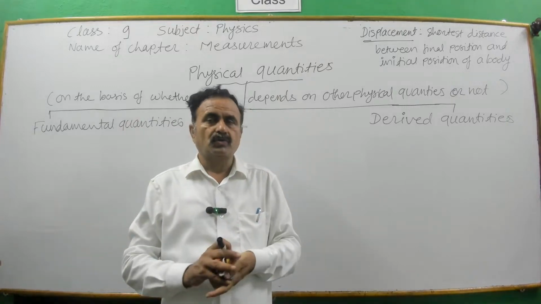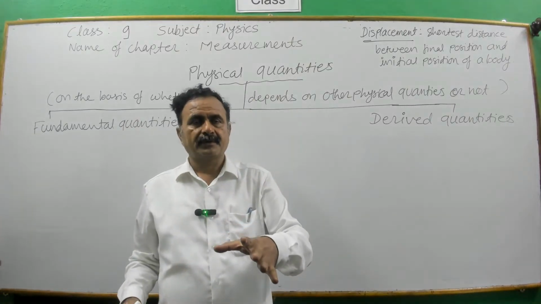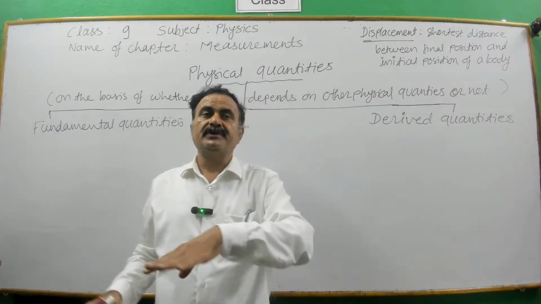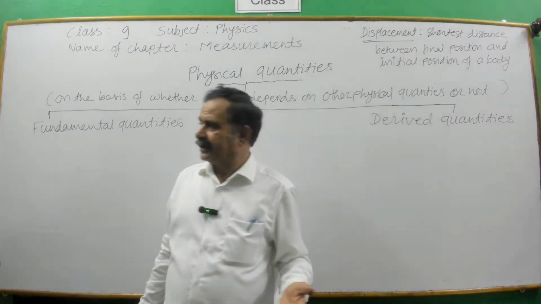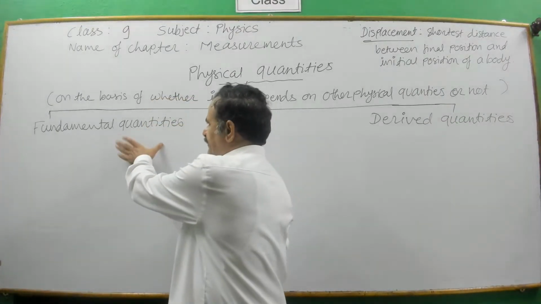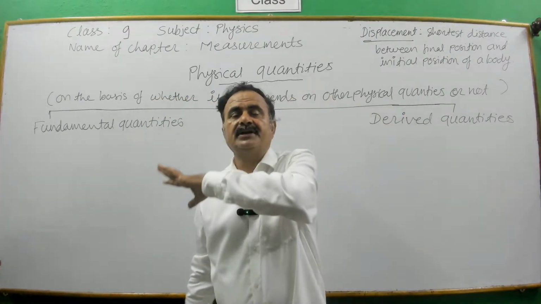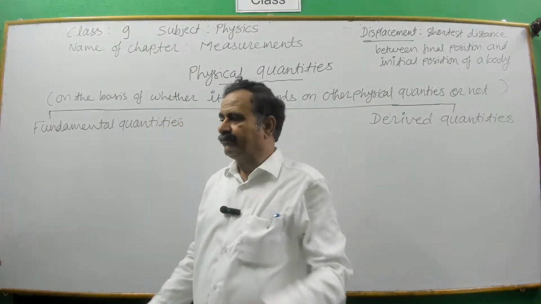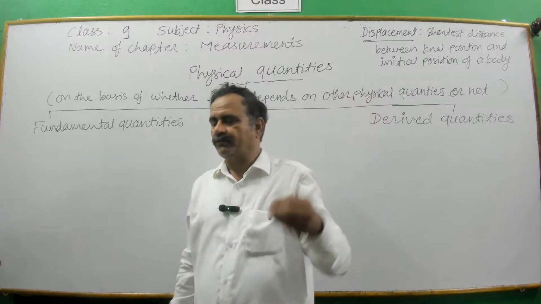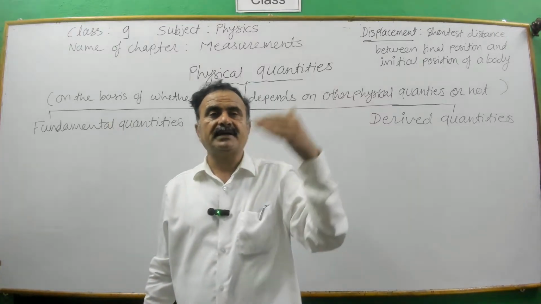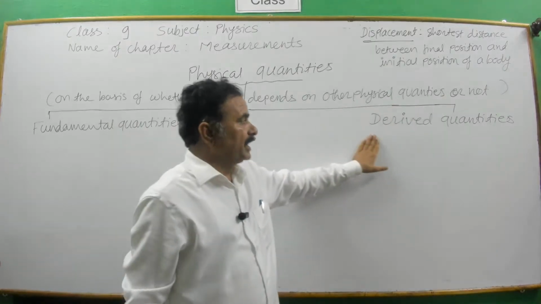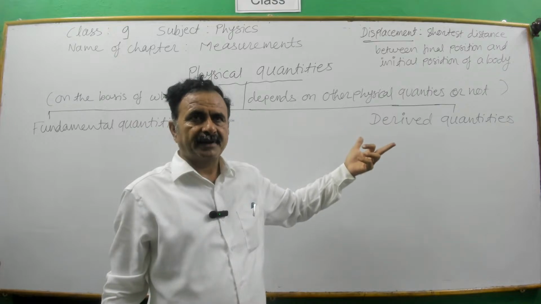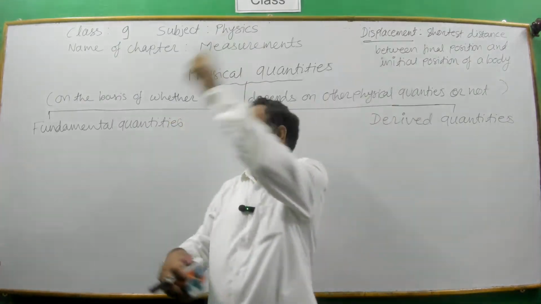fixed by a scientist. To express them, we do not do any calculation between other physical quantities. To get the value of a fundamental quantity, other physical quantities are not involved. These are independent. Their value is fixed. The value of their unit is fixed by the scientist. But derived quantities are the quantities whose value is obtained by doing some calculation between other fundamental quantities.